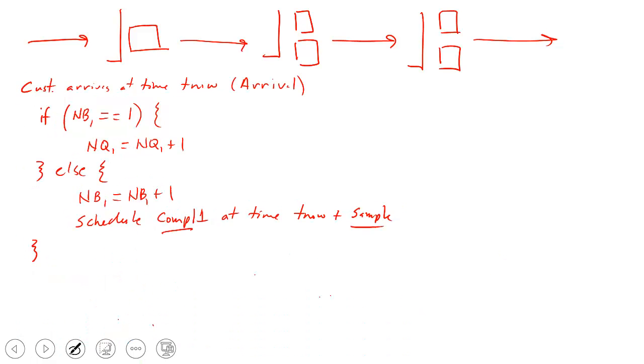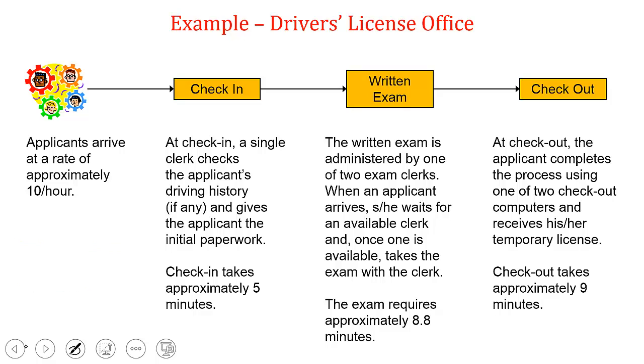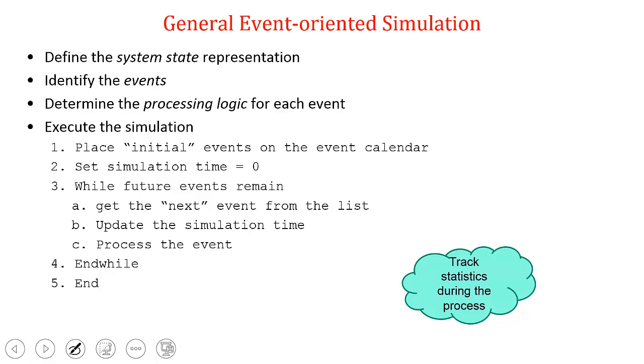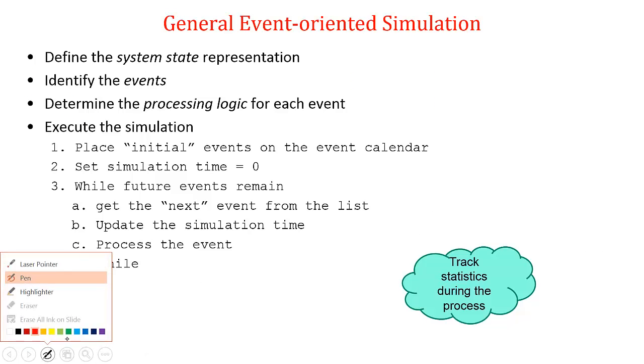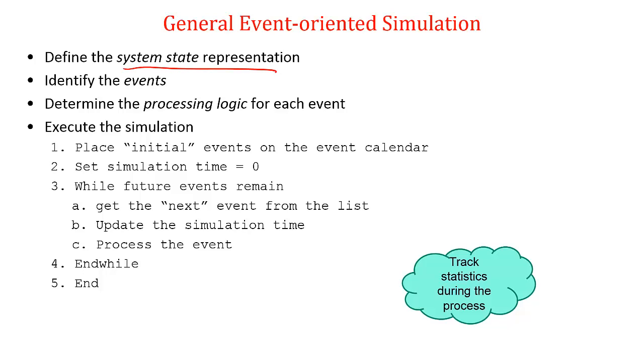And so looking back at our process, what we have done is we defined the state representation, which was our 6 components, where we are keeping track of the number busy for each server and the number in each queue. We identified the events. In our case, we had an arrival, we had completion at server 1, completion at server 2, and completion at server 3. And then associated with each one of these events, we define the logic.